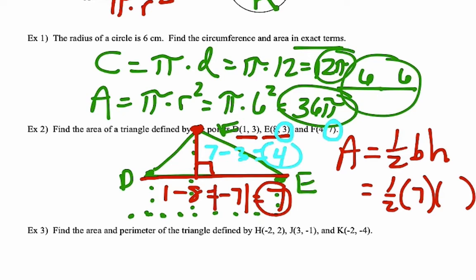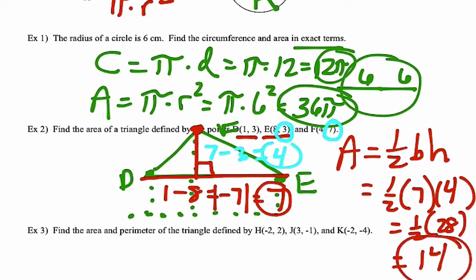So it's going to be area equals 1/2 the base of 7 times the height of 4, which is simply 1/2 of 28, which is going to give me an area of 14 total. So even though I give it to you as coordinates, don't freak out. It's simply counting up and down, left and right, or in other words, finding the distance between 2 points for the base and the height.